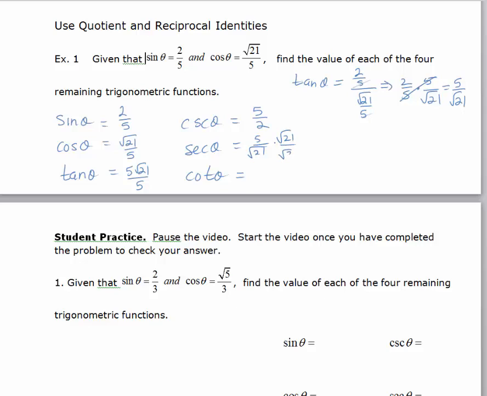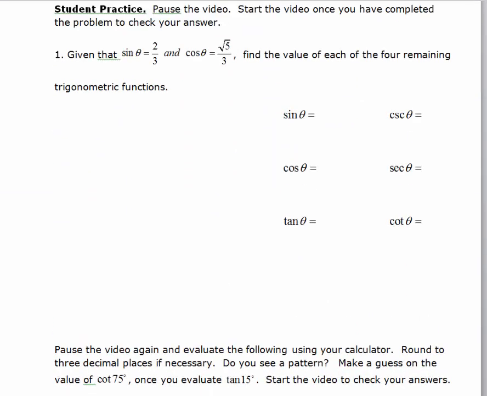Multiplied by the square root of 21 over the square root of 21, we get 5 square roots of 21 over 21. And the cotan, I want to take the reciprocal, but I'd rather take the reciprocal before I rationalize, so I don't have to rationalize again. So I'll take the reciprocal of the 2 over the square root of 21, which would be the square root of 21 over 2. So I'd like you to pause the video, try the next problem, and then start the video up to check your work.